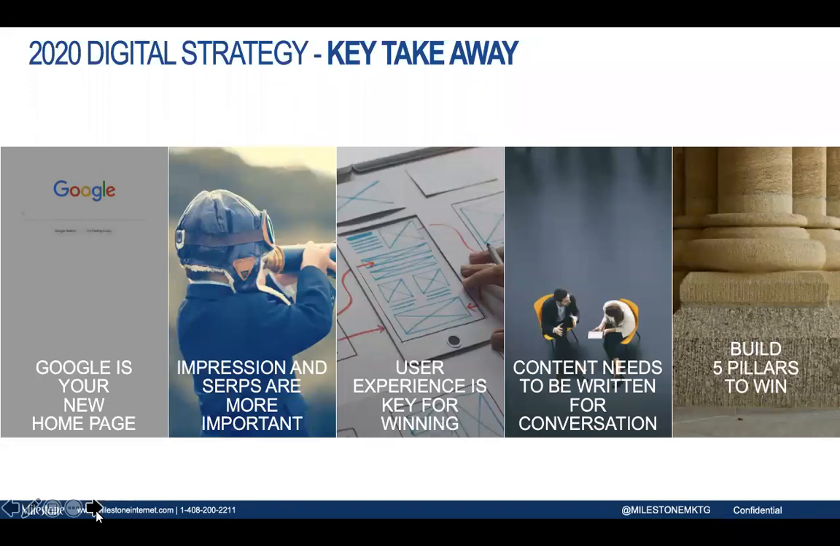User experience is critical. Let's figure out what people are looking for, from heat map studies to conversion studies. Look at bounce rate. Let's ensure we deliver what they want. Content has to be written for conversation, because algorithms are going to reward intent. Are you satisfying that intent? Are you giving the right answer the very first time? And don't forget the 5 pillars. It's all about the milestone. If you have the milestone right, you're going to be built for success. So that wraps it up.